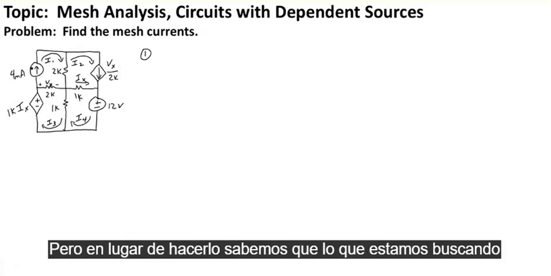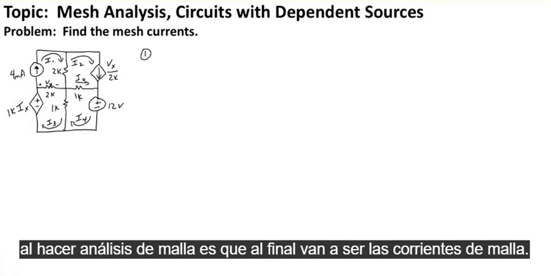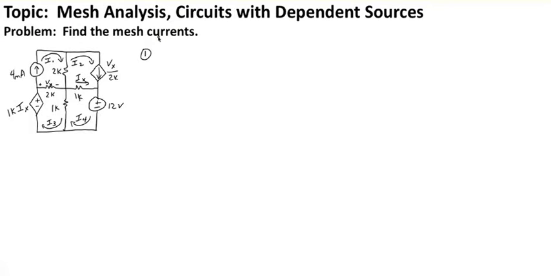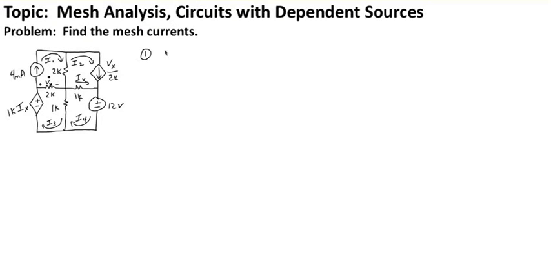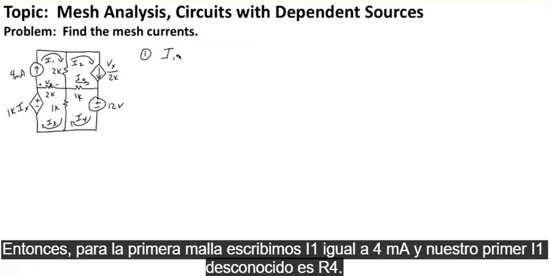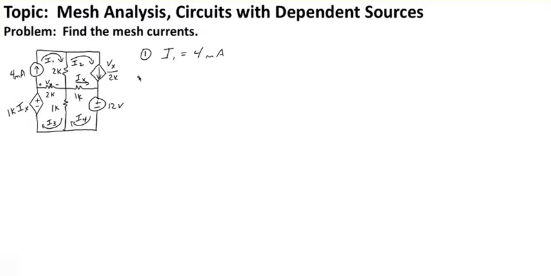But instead of doing that, we know that what we're looking for when we're doing mesh analysis is, in the end, going to be the mesh currents. We see that for this first mesh, this current source is in fact I1. So for the first mesh, we'd write I1 equal to 4 milliamps. And our first unknown, I1, is solved for.